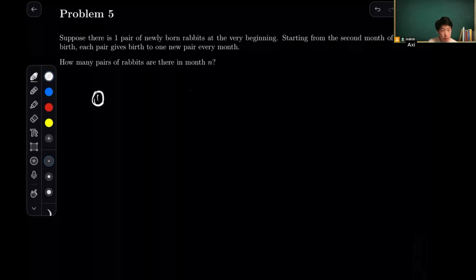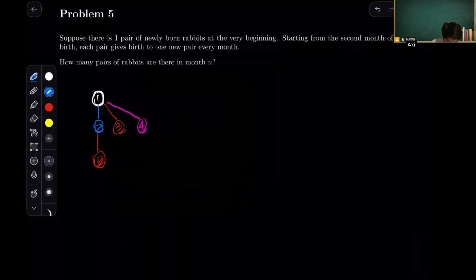Well, after the second month, a new pair was born. And that means there's pair 2. So at the third month, there's pair 3. At the fourth month, there is pair 4. In the meantime, pair 2 is going to give birth to the first pair of its own. And if we repeat the process, on month 5, the 6th pair is going to be born by the first pair, the second pair is going to give birth to the 6th pair, and the third pair is going to give birth to the 7th pair. And this process can be repeated.